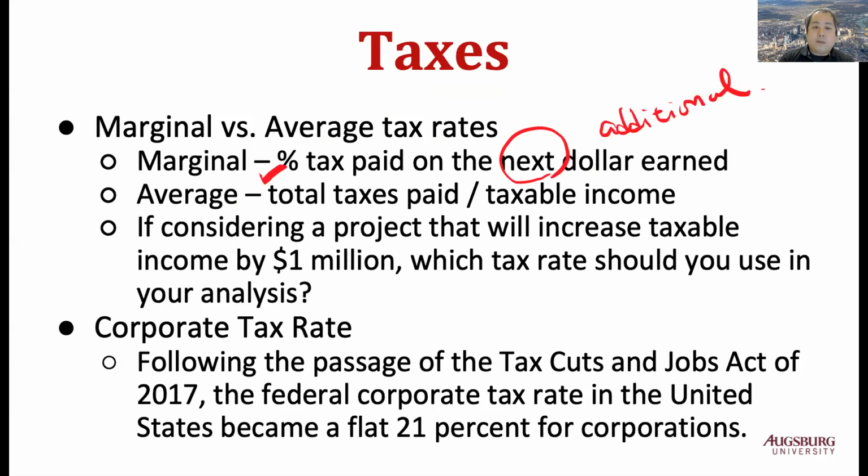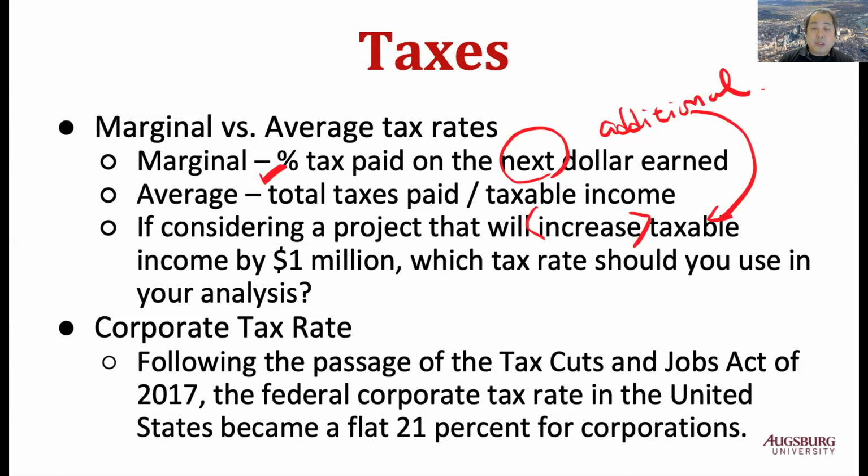So for example, if you consider a project that will increase taxable income by $1 million, which tax rate should you use in your analysis? This is additional, increased taxable income of 1 million, which means that this is related to the additional income. So because this is additional income, you have to use the marginal tax rate.